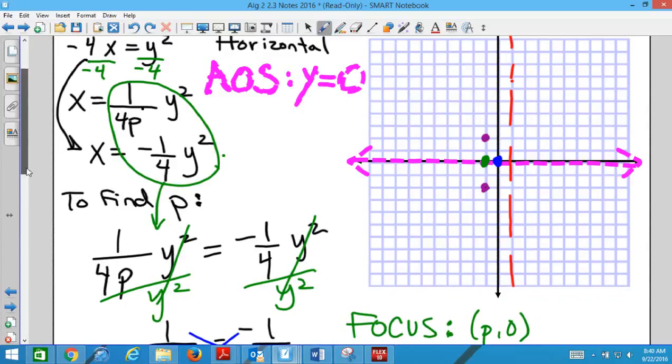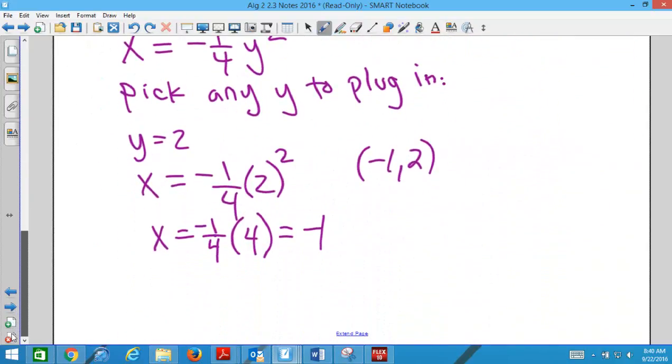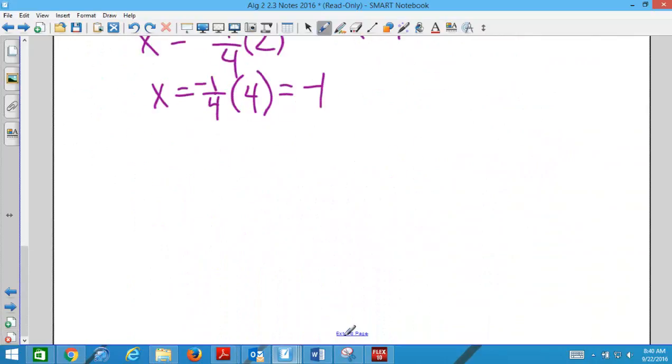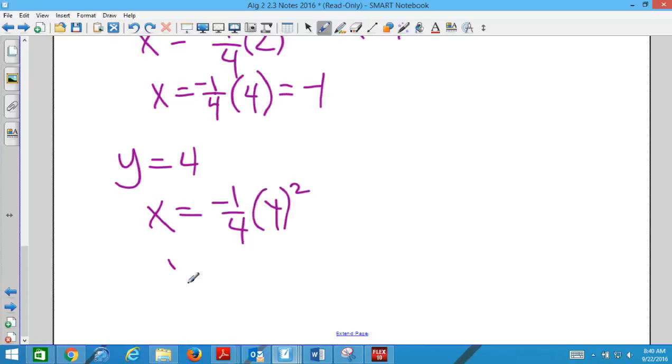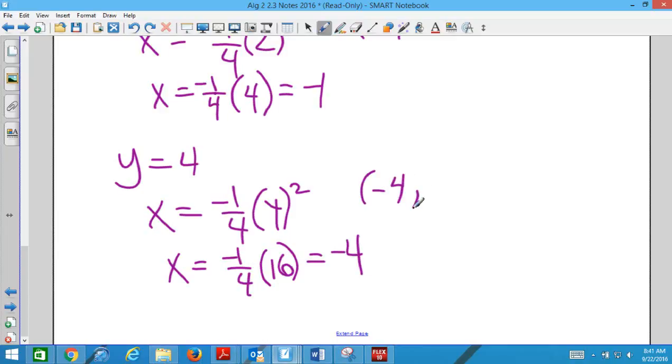All right, let's try that one more time. Let's plug in one more point. What did you guys say before? Plugging in 4. Let's plug in 4. So x equals negative 1/4 times 4 squared. So x equals negative 1/4 times 16, which is negative 4. So our ordered pair for this one is going to be (-4, 4).